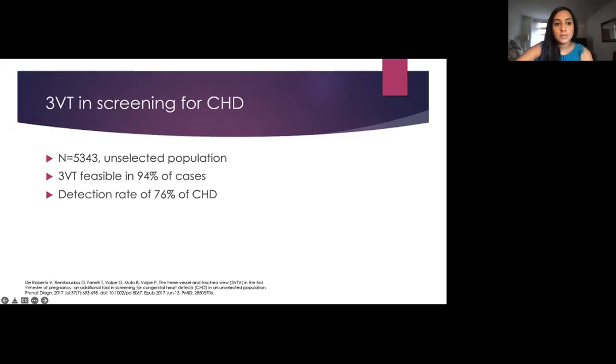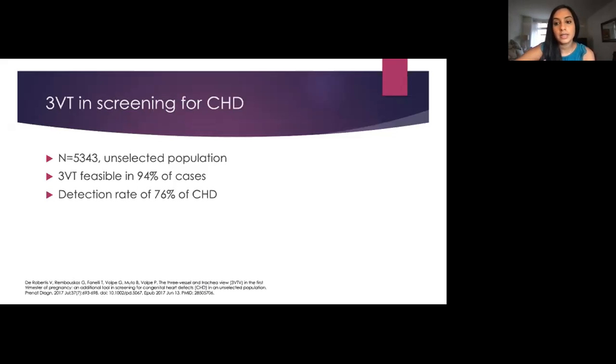So in terms of the 3-vessel trachea view and screening for congenital heart problems, this was a study that looked at around 5,300 fetuses. They looked at trying to see if they could get the 3-vessel view, and it was feasible in 94% of cases, which is pretty good. And it helped with a detection rate of 76% of congenital heart diseases that developed in these fetuses.